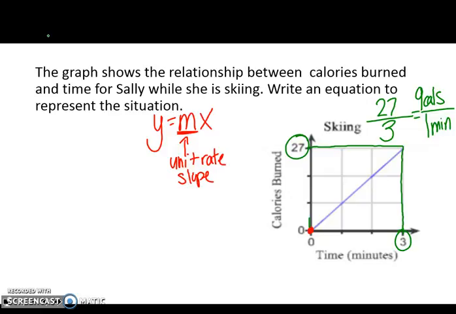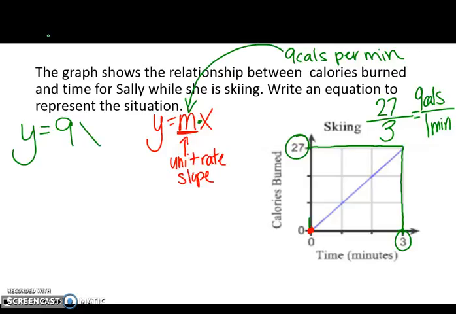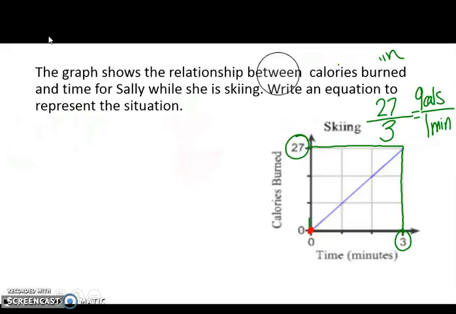So since she's burning 9 calories per minute, remember per means to multiply, so that's why that goes in for your m. That's your unit rate per minute. So I take y = 9x. Guys, we can use this equation to find any amount of information that we need to know about Sally. Okay? Now that we have the equation for the situation, all right, let's look at that last one.